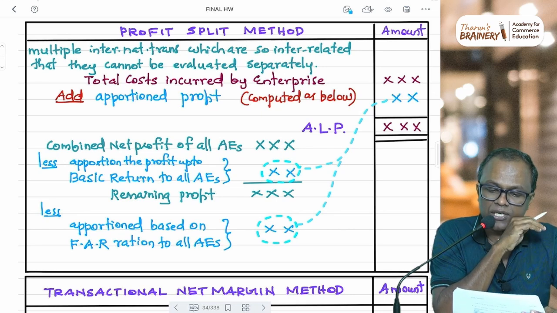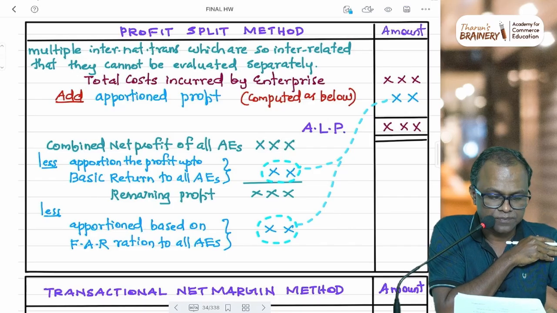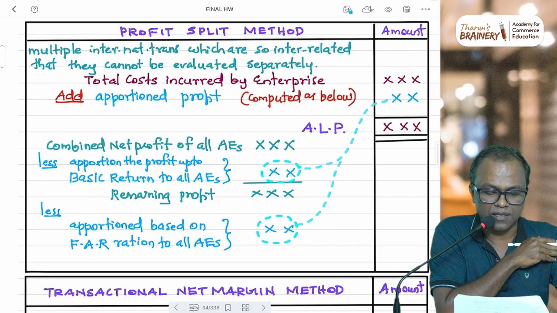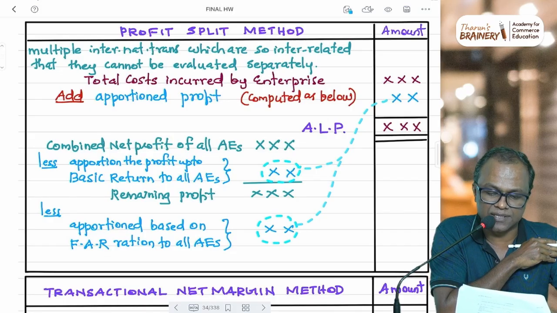So AE3 Limited no need to check, because AE3 Limited is not located in India. We have to find out the arm's length price of the entity located in India only. Factors to be considered. They are giving all the data. Basic return is given, that is for profit split method. So basic return they are given in the B point, right?